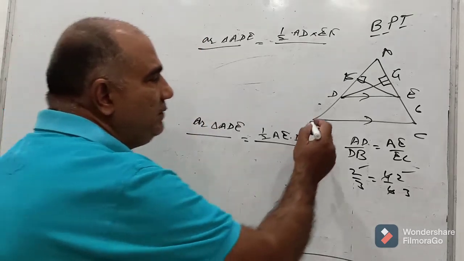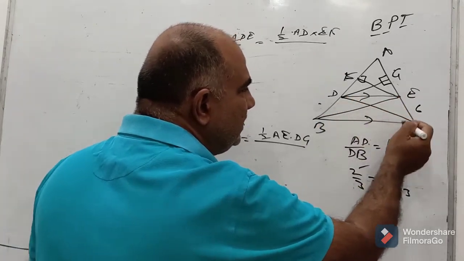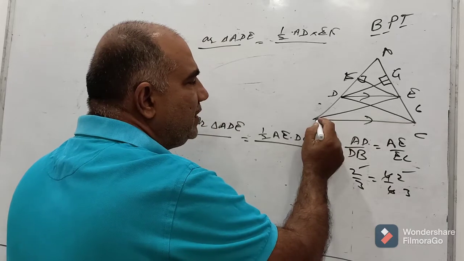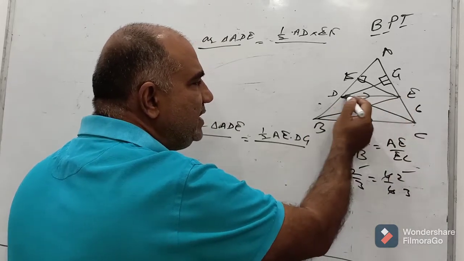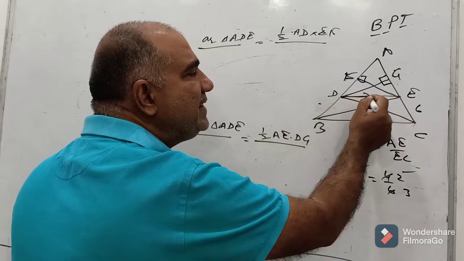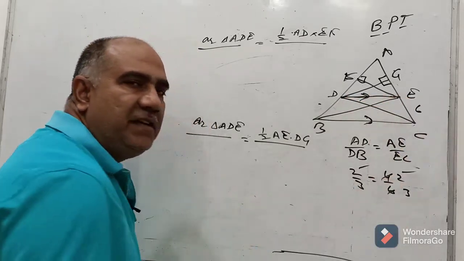Now I will join these two lines BE and CD. See, triangle BED and triangle CED are on the same base DE and between the same parallel lines DE and BC.